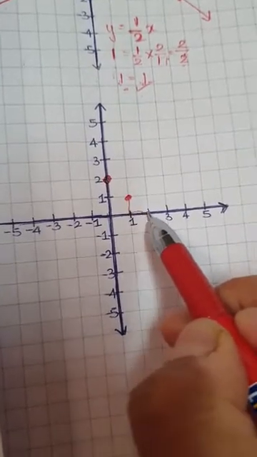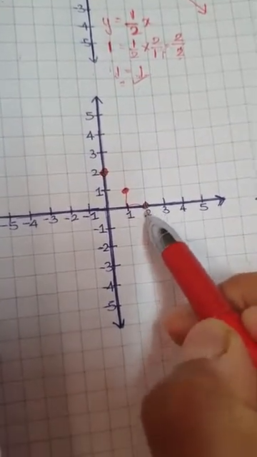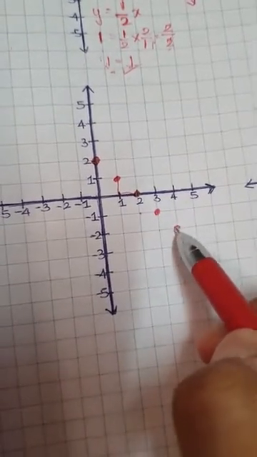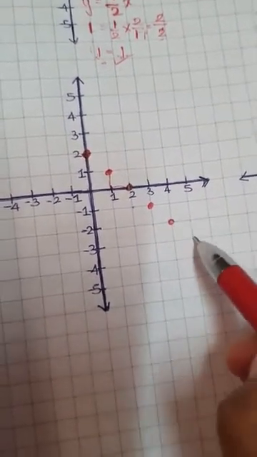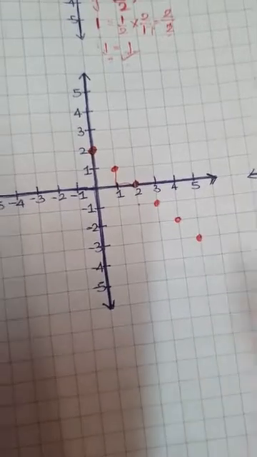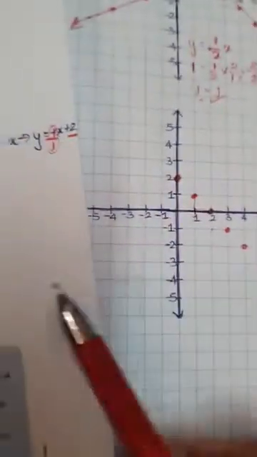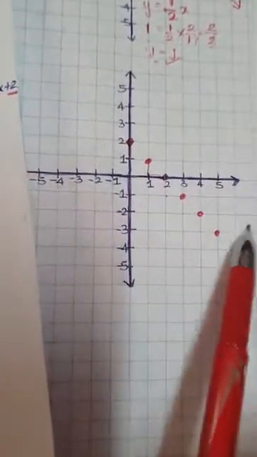1 down, 1 to the right. So this is the next one. 1 down, 1 to the right. You can use as many points as you want, but we should have at least 4 or 5 so that we will get a straight line. Okay, that is for one of the equations.